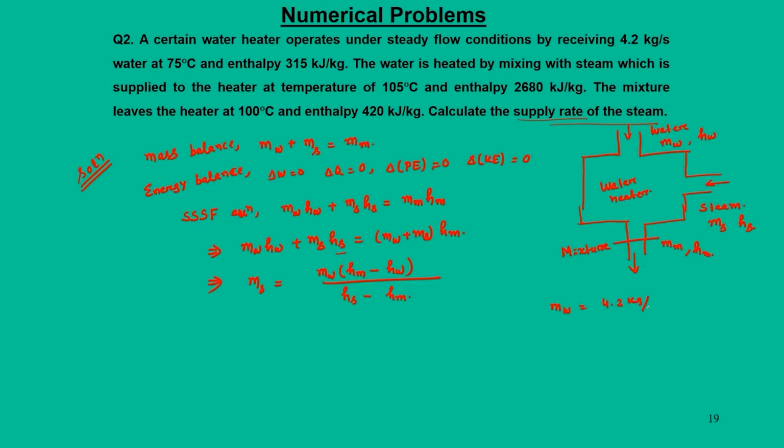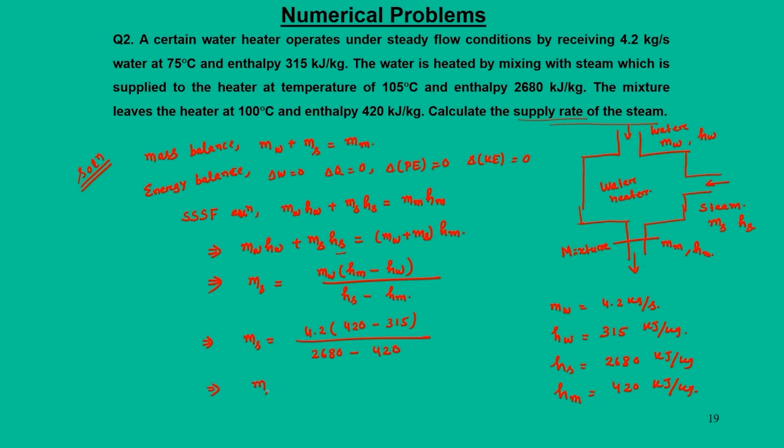The data given here is MW 4.2 kg per second. Then we have HW of water 315 kilojoule per kg, HS 2680 kilojoule per kg, then HM of the mixture is 420 kilojoule per kg. Now, inserting these values, we write MS is equal to 4.2 into 420 minus 315 divided by 2680 minus 420.